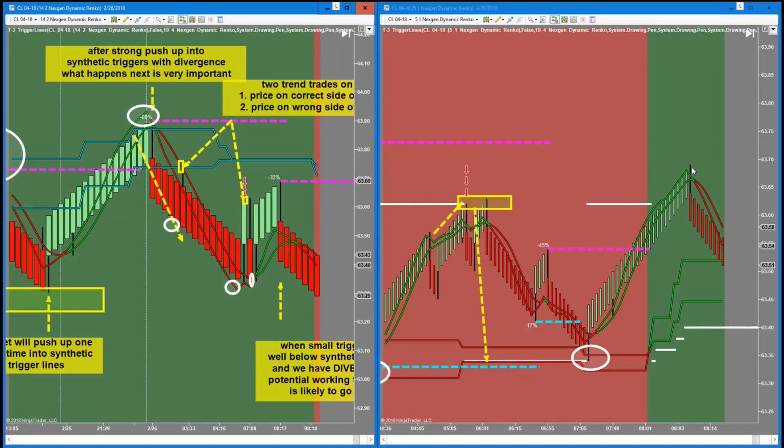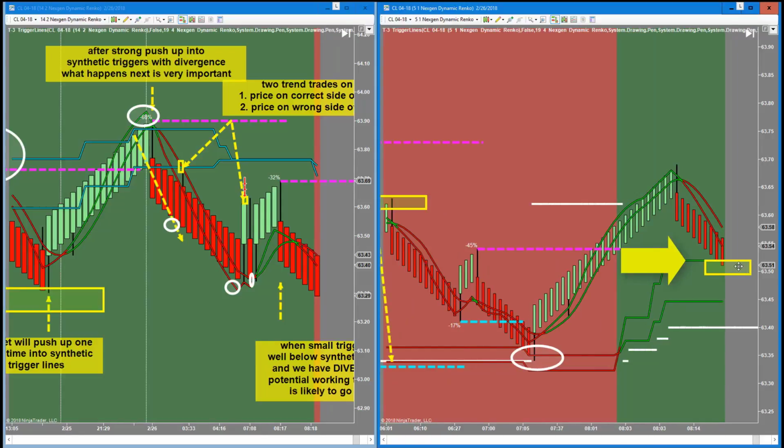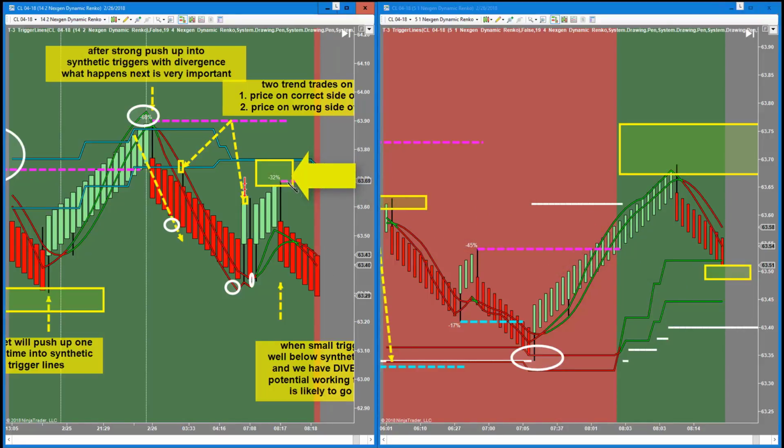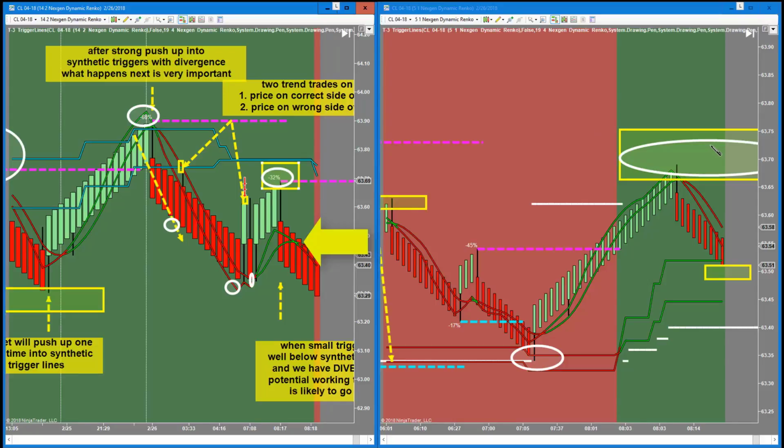alone, this is where people say, oh, I want to do a trend trade to the long side. And you can see it's a good look. Trend trade changes to the upside. Just small triggers and trigger lines alone here, you'd be thinking long trade. However, when you add in from the large chart this divergence and the location of your small triggers well below your synthetic triggers on the 14-2 chart, you end up with a lower probability look over here.